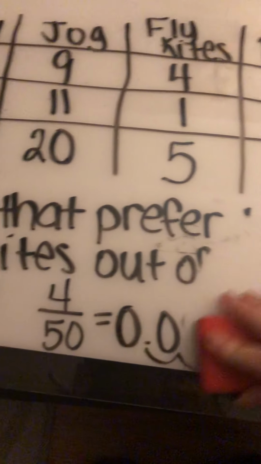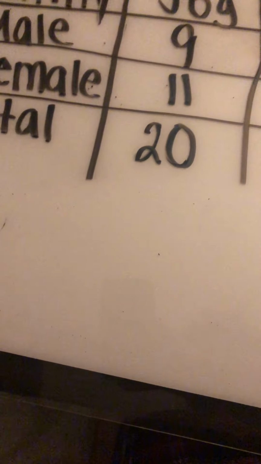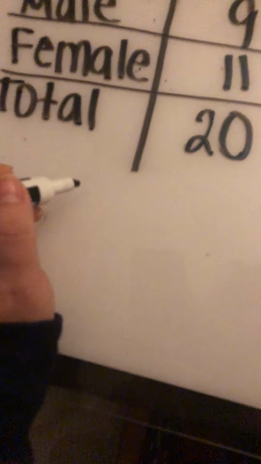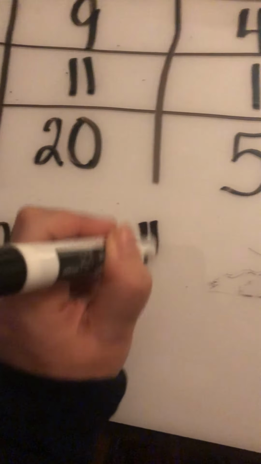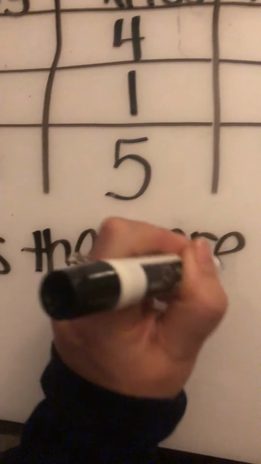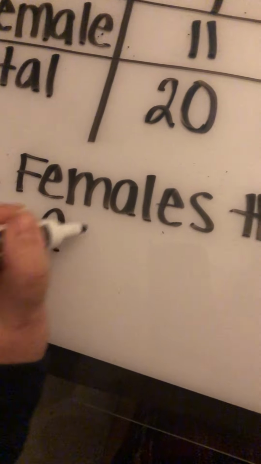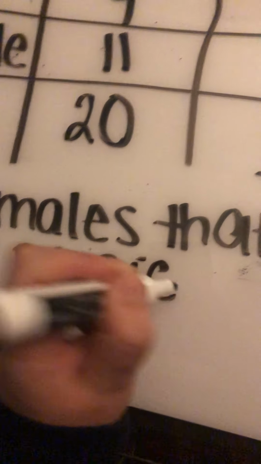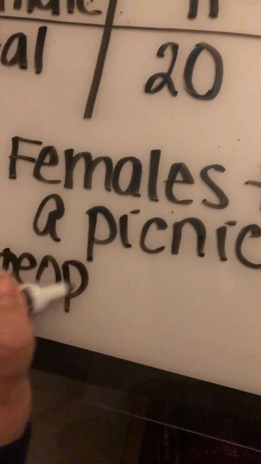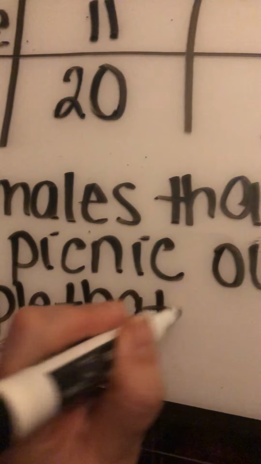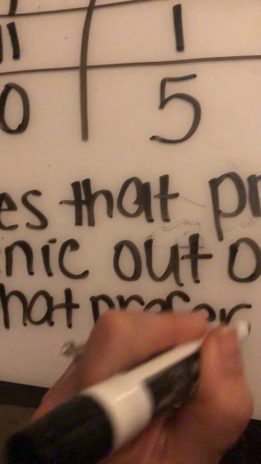Now, this is the one that gets a little tricky because you have to pay attention to the way the questions are worded. Okay, so again, we're going to do the relative frequency of females that prefer a picnic out of all people that prefer picnic.